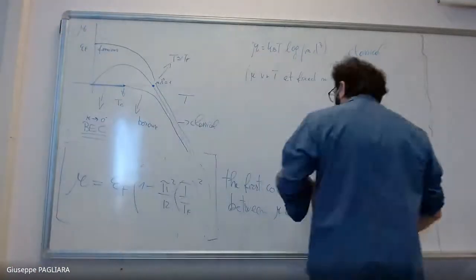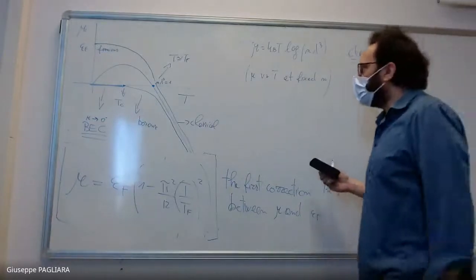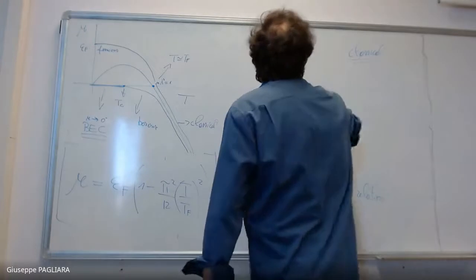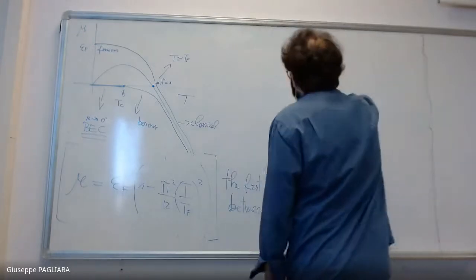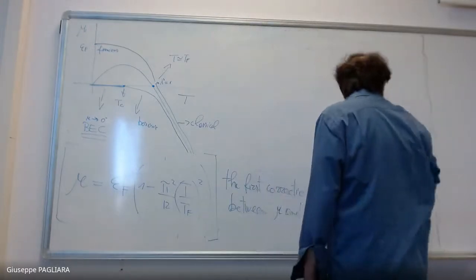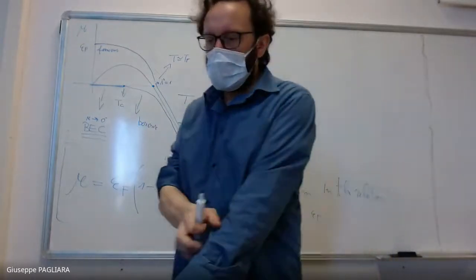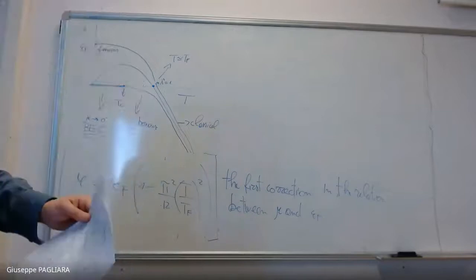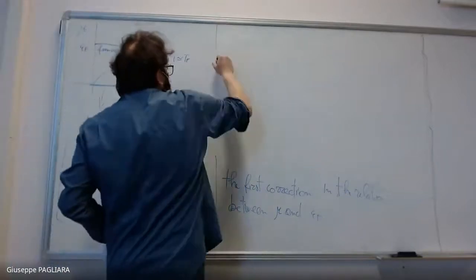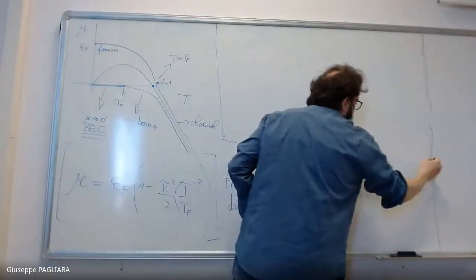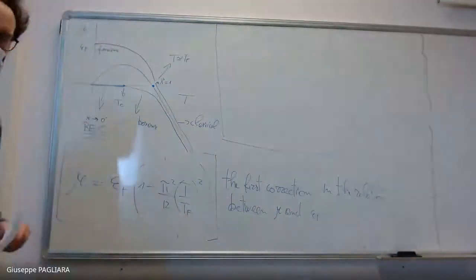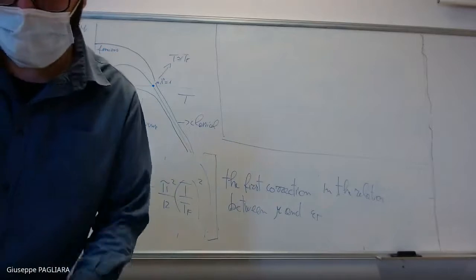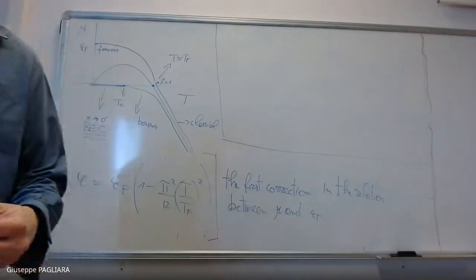Now we will see, but we stop for a while, the correction that we have on the pressure and on the internal energy due to this correction in T that we have found in the chemical potential. Okay, so let's stop 5 minutes and then we continue.